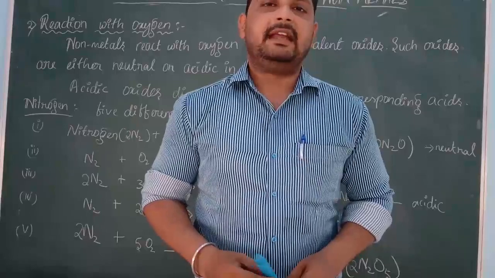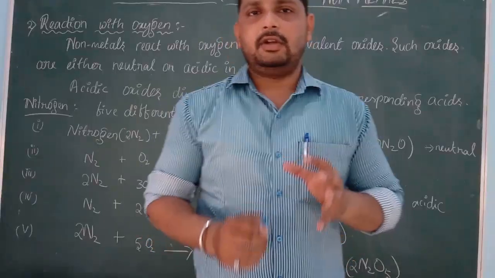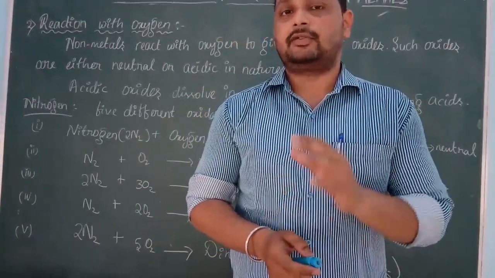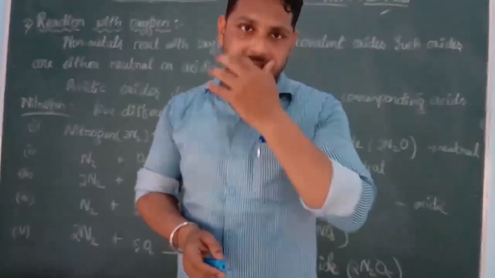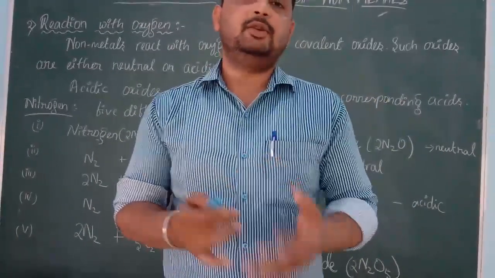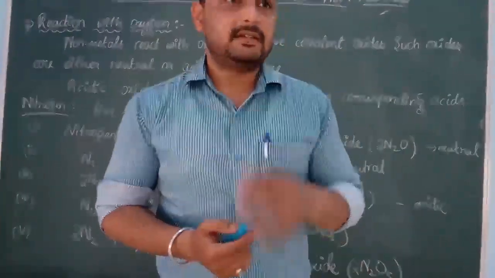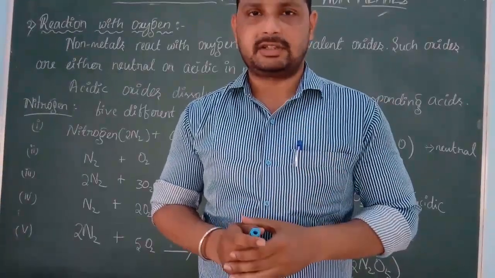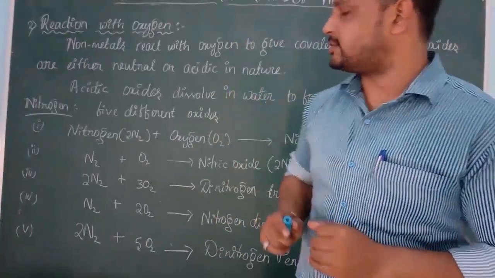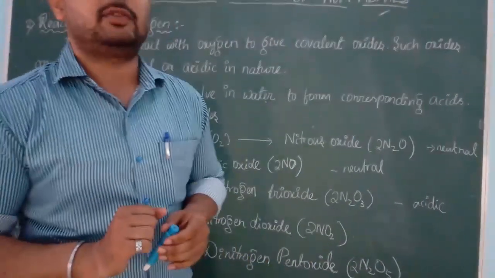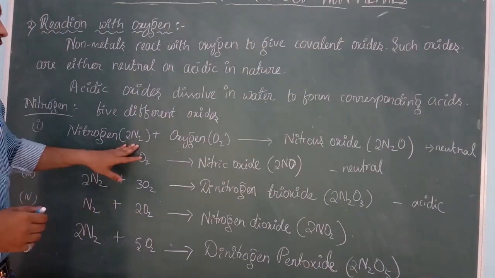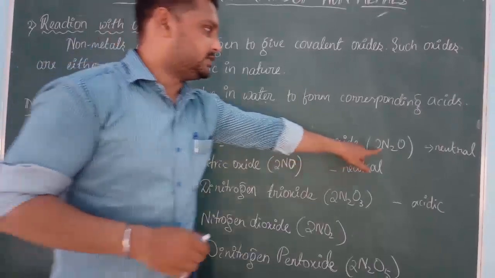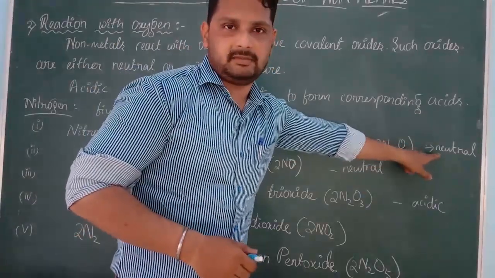Okay, reaction with oxygen. Nonmetals react with oxygen to form covalent oxides. The oxides which are formed can be either neutral or acidic. Sometimes a nonmetal forms more than one type of oxide with oxygen. For example, nitrogen forms 5 different types of oxides. If you take 2 molecules of nitrogen and react with 1 molecule of oxygen, we get nitrous oxide, that is N2O, which is neutral by nature.